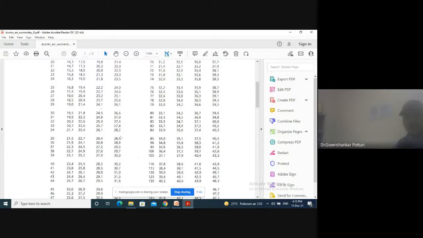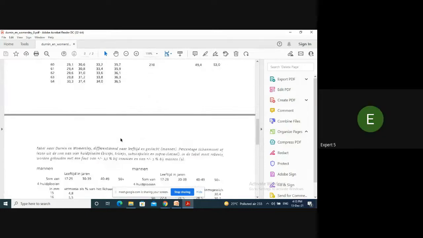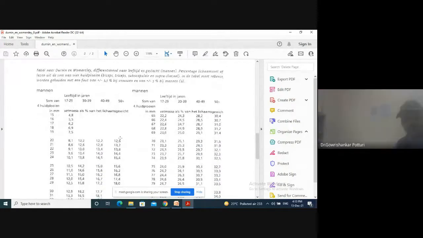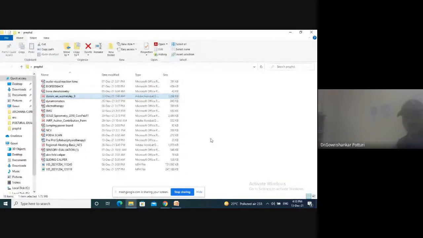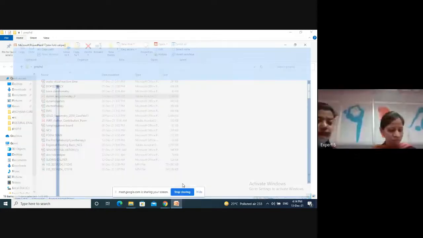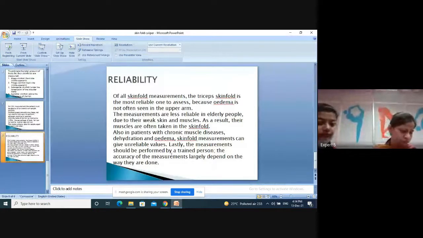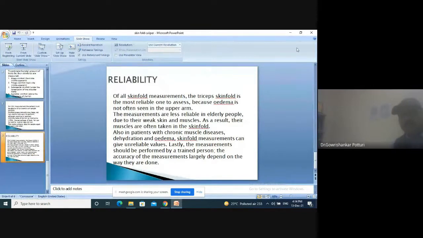Are you able to see this chart? Hello? Yes, sir. Okay, depending on this chart, you will measure the skin fold. Suppose tomorrow you are doing research on body mass and body fat, then you can use this skin fold caliper as the instrument and this chart as a measuring instrument. Okay. So that's about skin fold calipers.